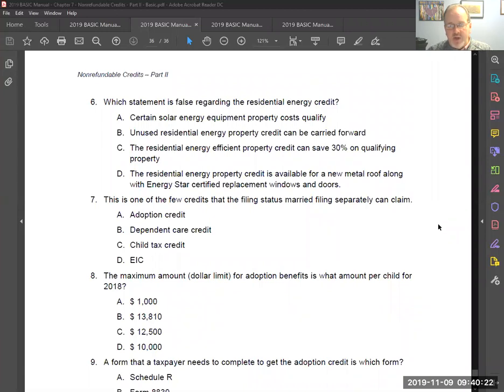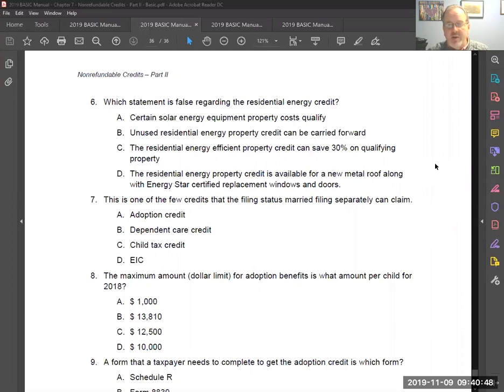The residential energy credit is available for a new metal roof along with Energy STAR certified replacement windows and doors. It used to be the case, if you had a higher efficiency furnace, you put in good windows, a nice new front door, an insulated garage door, those were credits. But those died in 17 and they were not revived for 18 going forward. It always seemed like they had 9 lives.